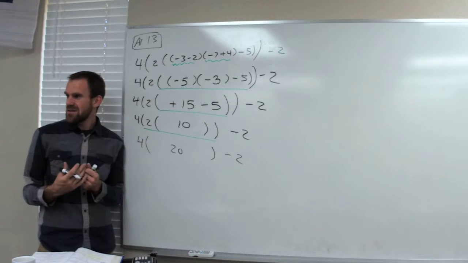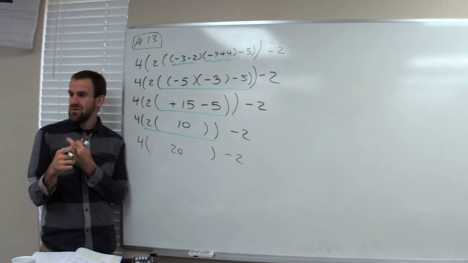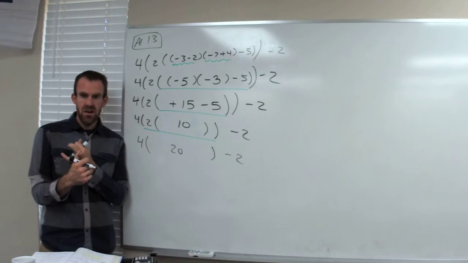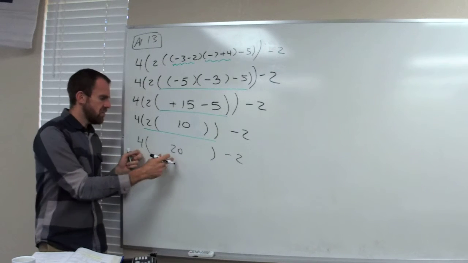I'm done with parentheses. What's next? Please excuse. Are there exponents? No. So now I'm going to multiply and divide. 4 times 20 is?